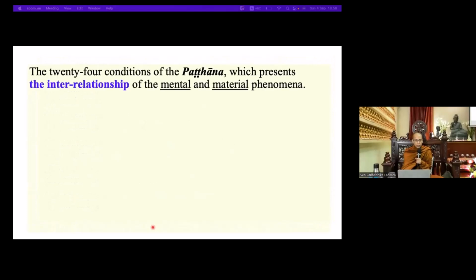So here, according to the 24 conditional relations, the mental phenomena and material phenomena arise in connection with interrelationship. The mentality arises based upon the materiality, and materiality arises based upon the mentality in this way.